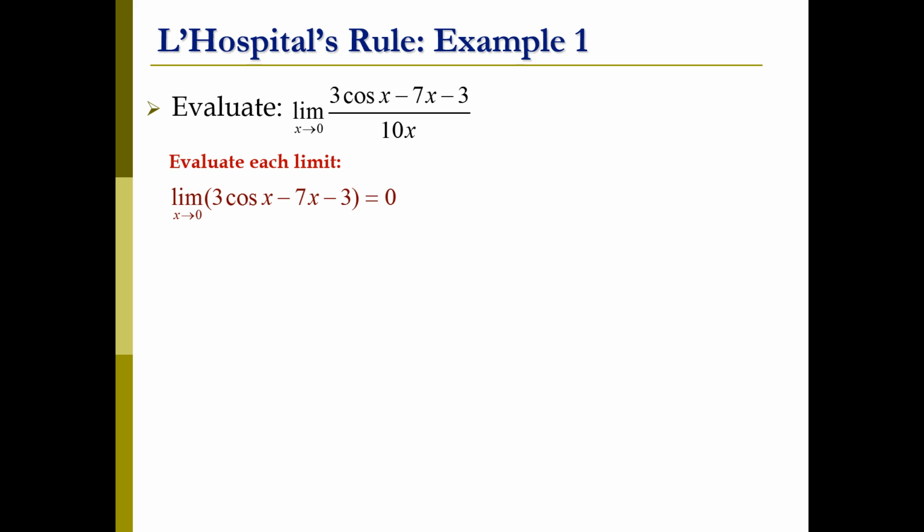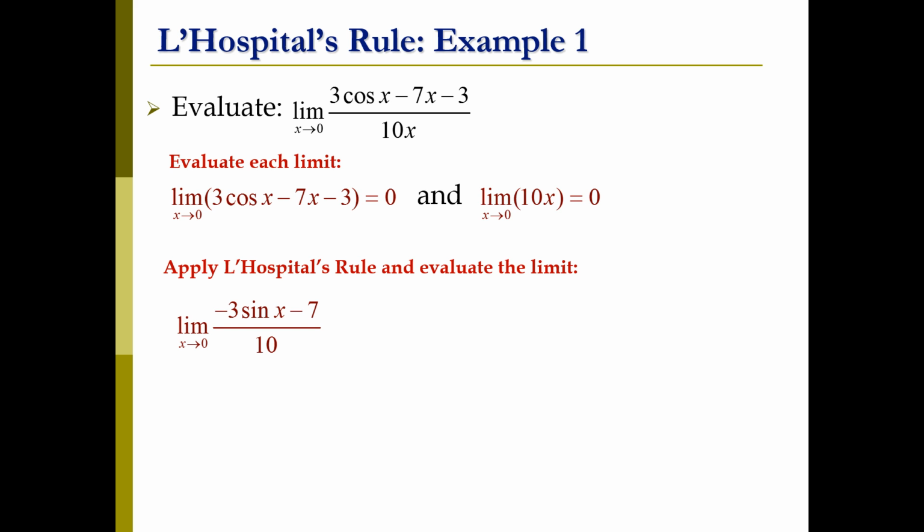We do want to evaluate each of these limits separately and individually. We must show this step on the AP exam. We must show the limit as x approaches 0 of the numerator is equal to 0, and that the limit as x approaches 0 of the denominator is also 0. Since these are both 0, we can apply L'Hopital's rule. According to L'Hopital's rule, we just have to take the derivative of the numerator and the denominator.